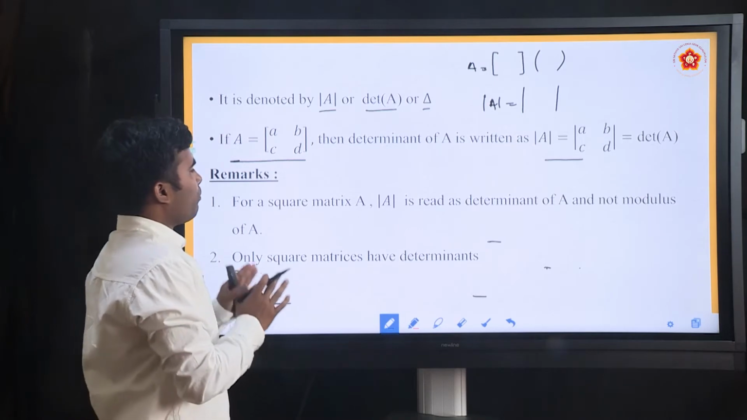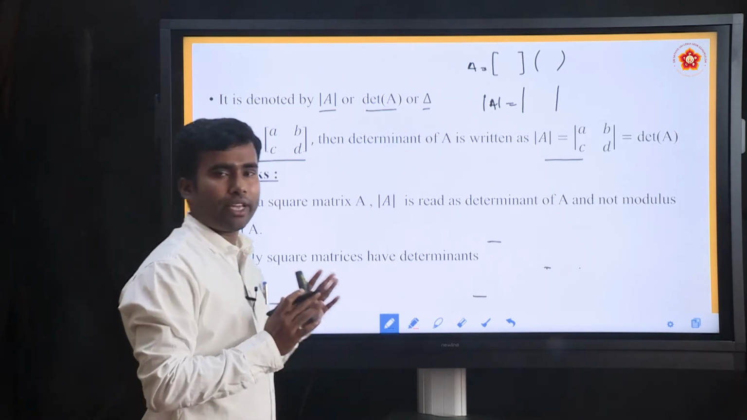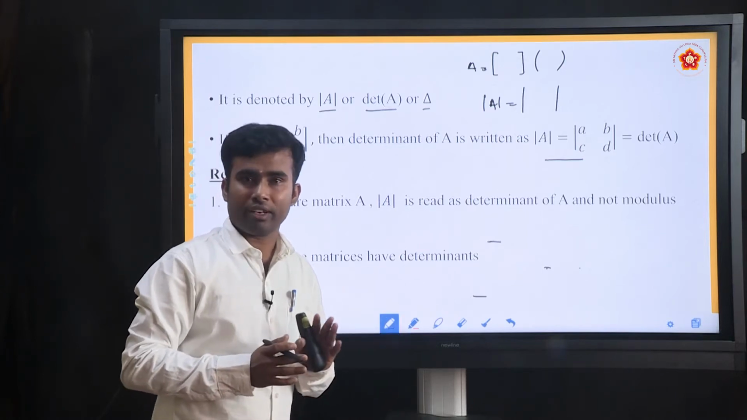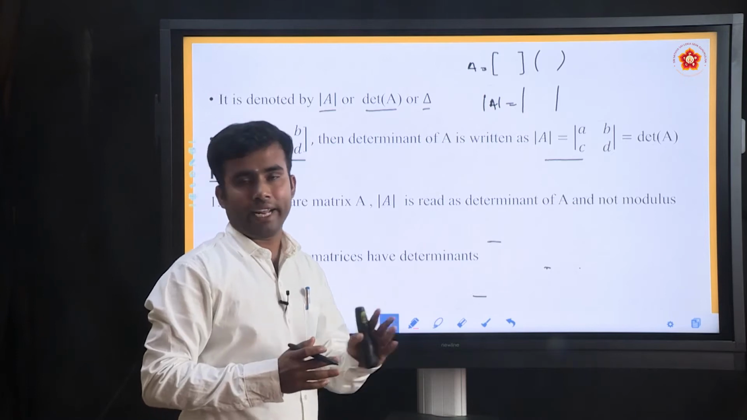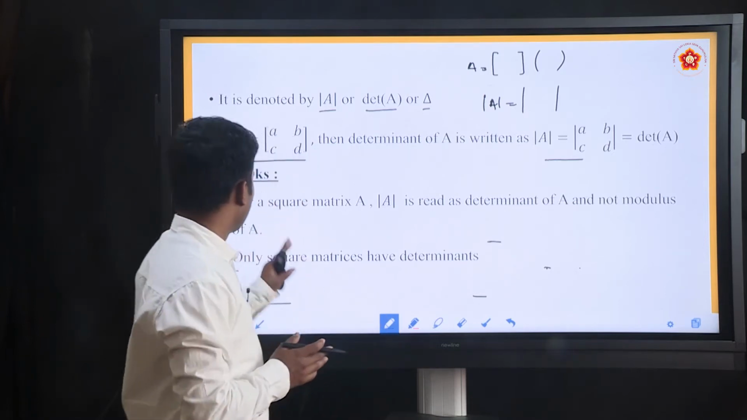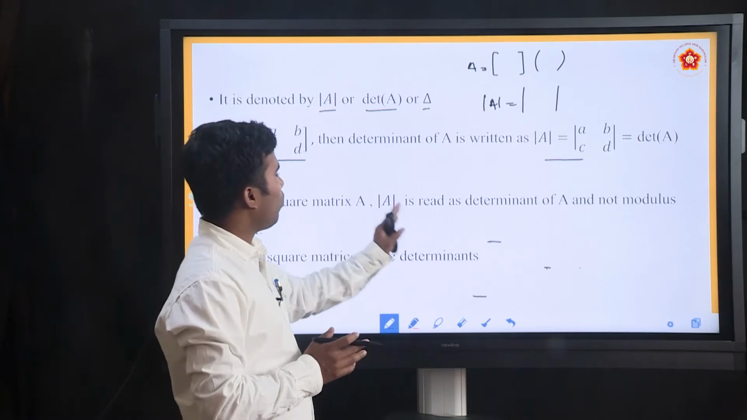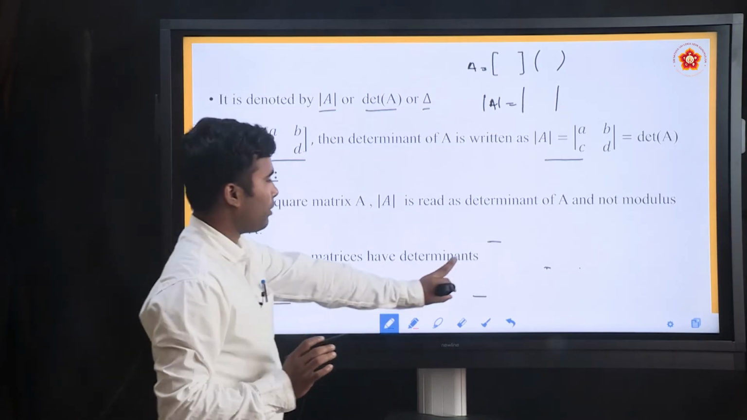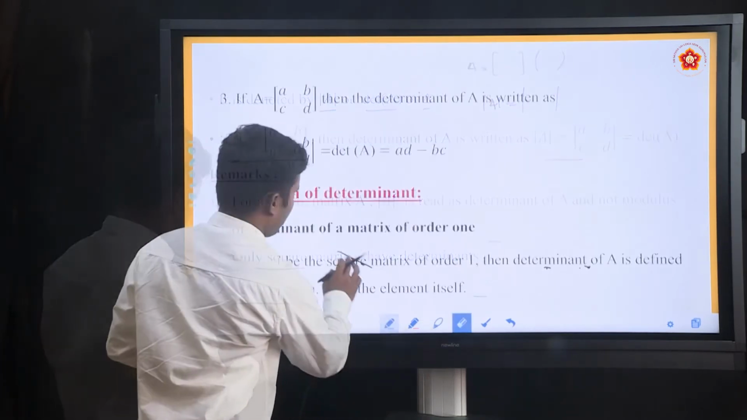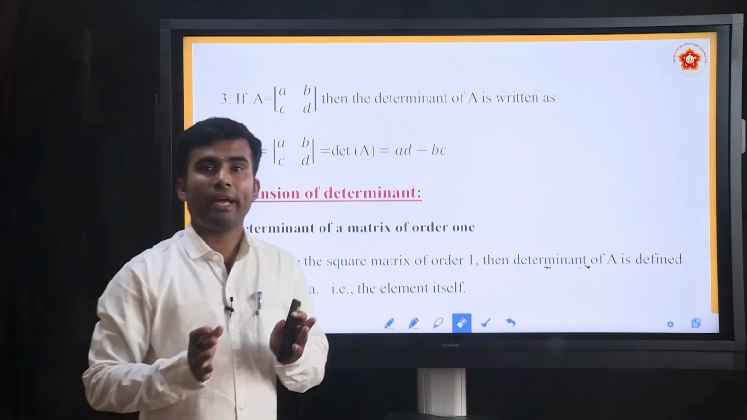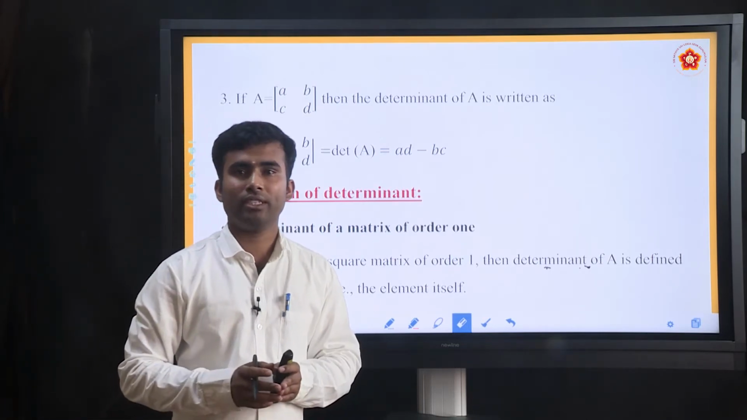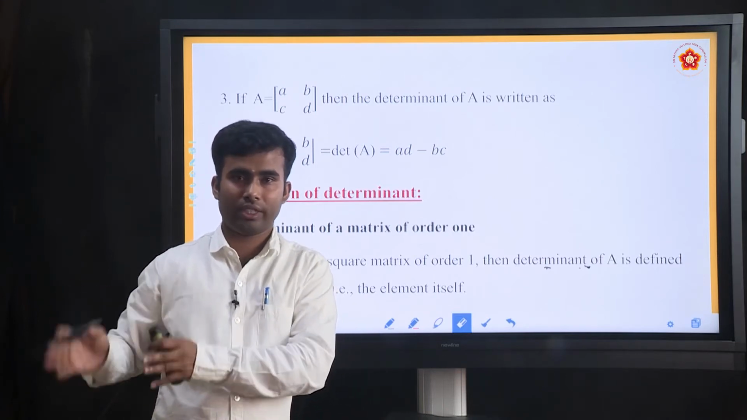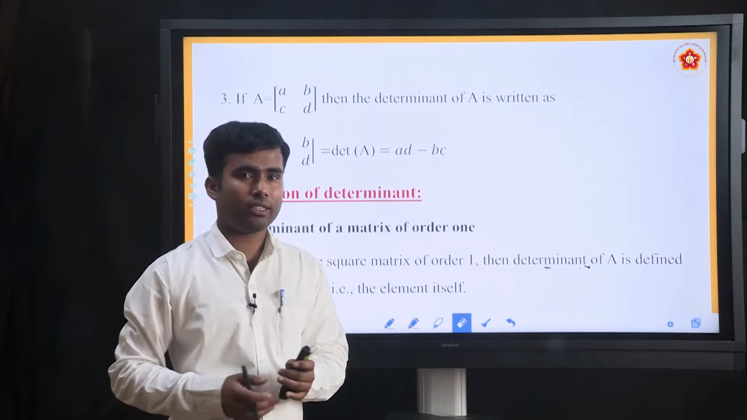We can define determinants only for square matrices. We cannot define a determinant for rectangular matrices. So only square matrices have determinants. We are going to talk about the expansion of determinants of order 1, 2 and 3. We have expansion of determinants up to order 3, we do not have more than that. So let us see one by one.